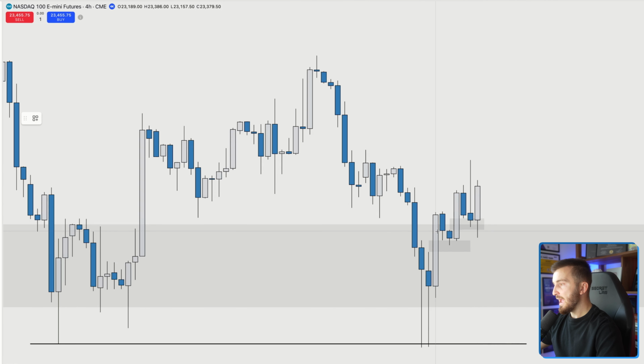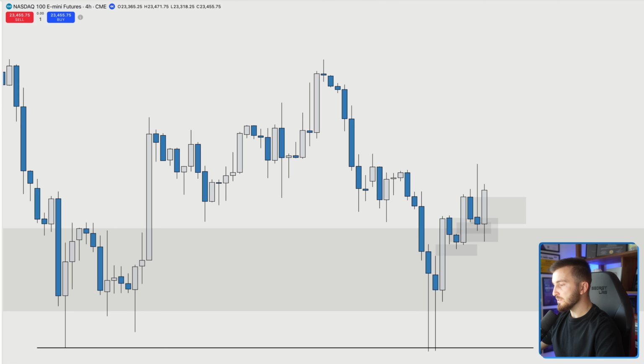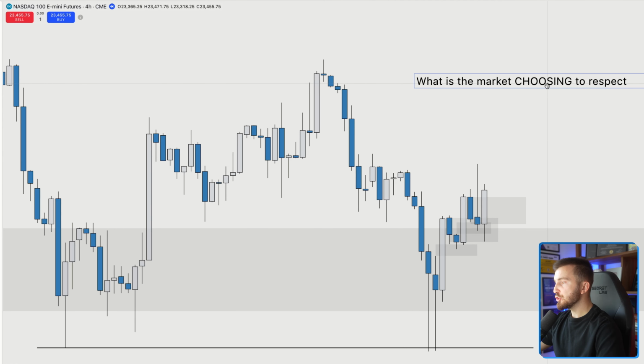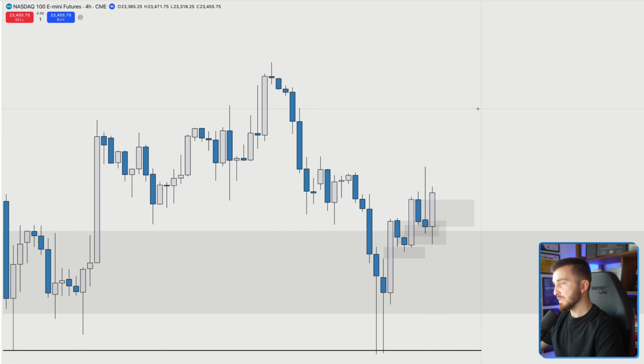And what is the other question that is extremely important? This is the question that will allow you to become a profitable trader. And that is, what is the market choosing to respect? And you can see that the market is choosing to respect bullish levels. And so therefore, our goal is to enter in longs.